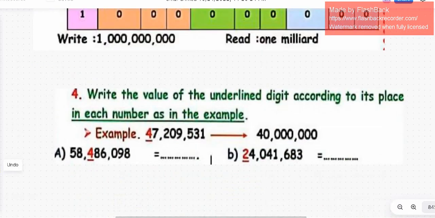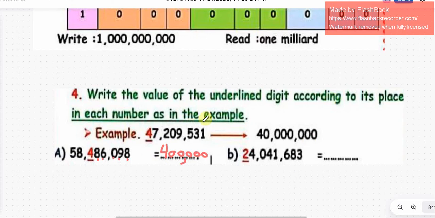Write the value of the underlined digit according to its place. The value of 4 here, how can we get the value of 4? I take digit 4, and every digit on the right will be 0: 1, 2, 3, 4, 5 zeros. Don't forget your comma. Count 3 places and put your comma.